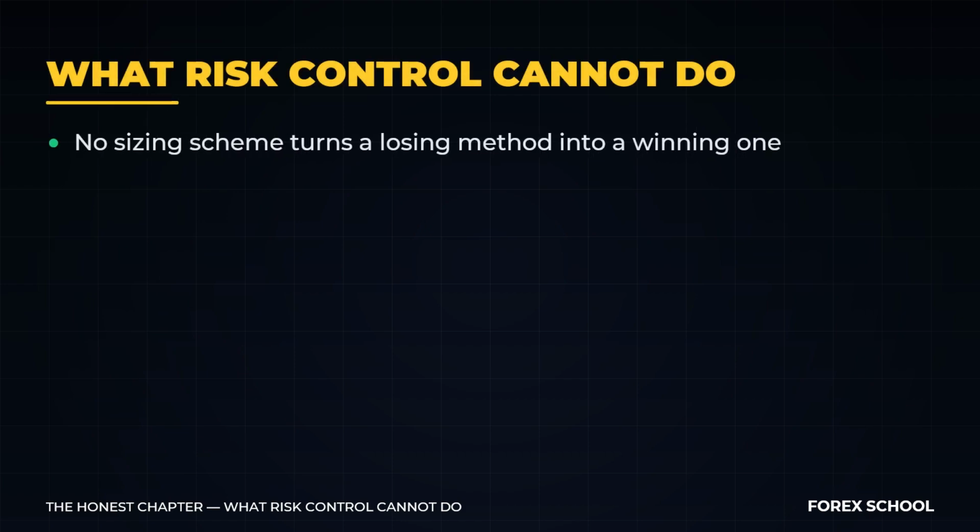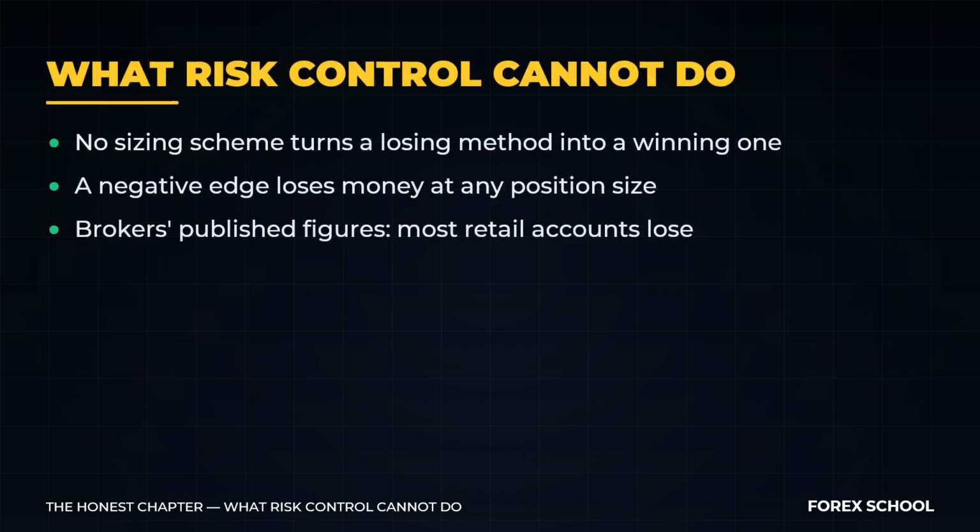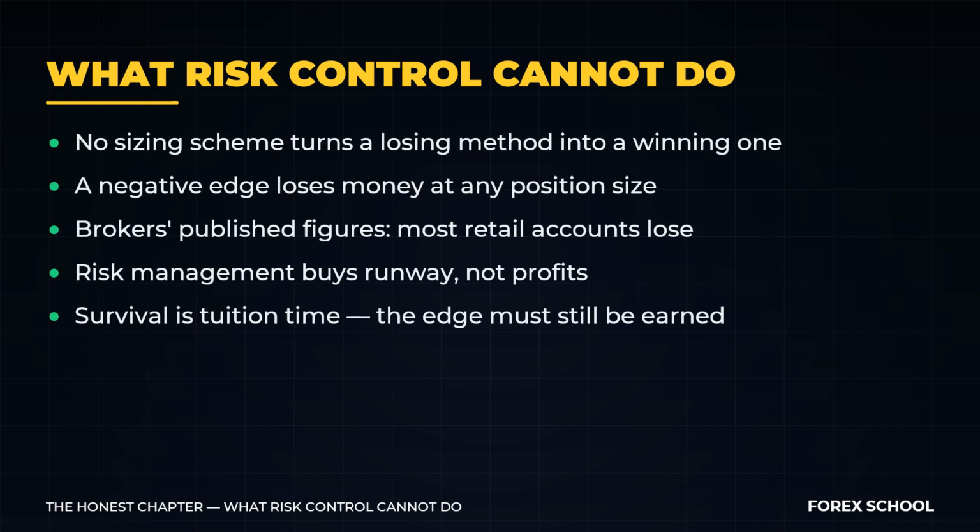Now the honest chapter, because this channel does not sell dreams. Risk management cannot create an edge. If a method loses money on average, a negative expectancy, then 1% sizing simply means losing slowly instead of quickly. No sizing scheme on earth rescues it. And the base rate deserves saying plainly, the figures regulated brokers are required to publish show that most retail accounts lose money.